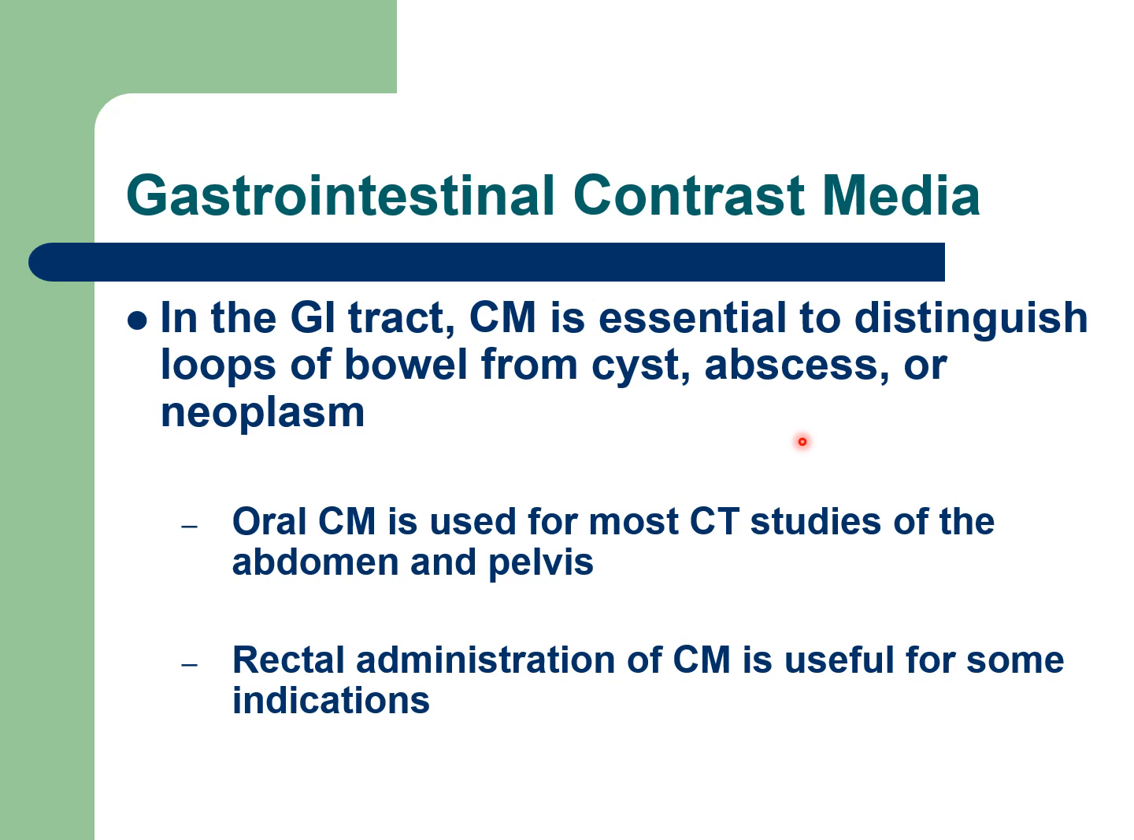So in the GI tract, contrast media is essential to distinguish loops of bowel from cysts or obstructions, abscesses, or new growth. So we need to give something to delineate or outline those small intestines or large intestine. Oral contrast media is used for most CT studies of the abdomen and pelvis.